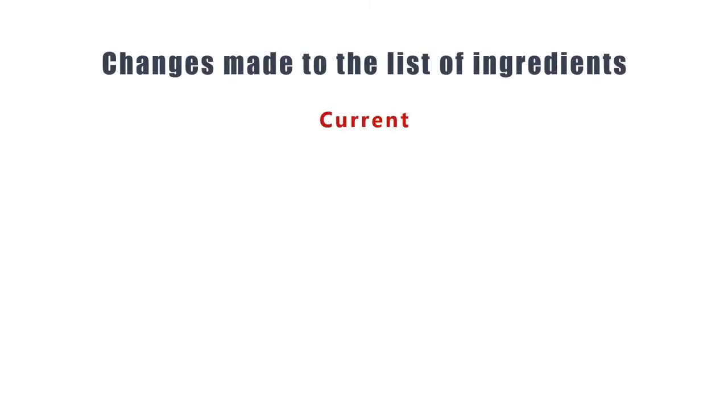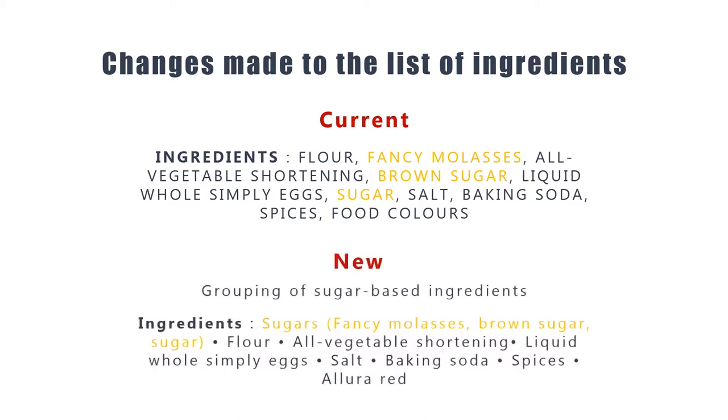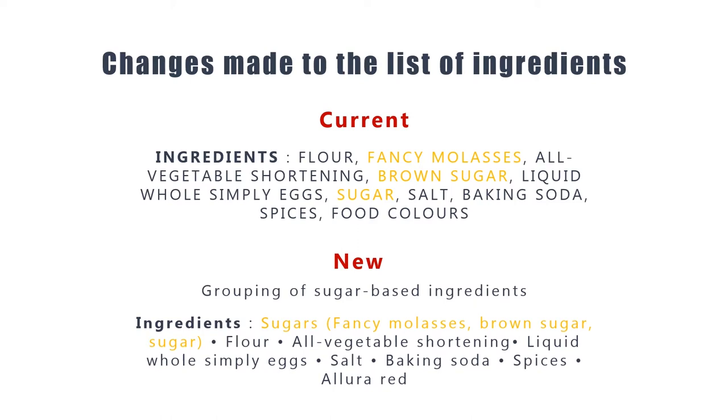In this next section, we'll take a closer look at the list of ingredients. Several changes have been made to the list of ingredients. The main change allows you to quickly see the different types of sugars that have been added to a food. All sugar-based ingredients will now be grouped together within parentheses beside the word sugars. This means the total amount of added sugars will now be treated as a single ingredient.